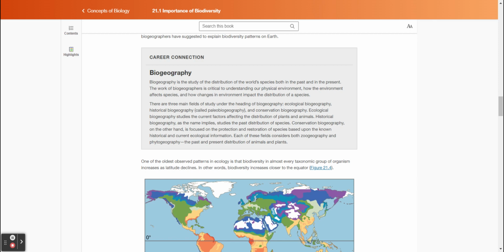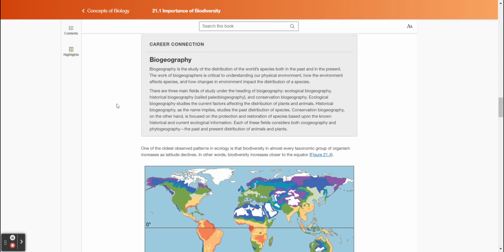Ecological biogeography studies the current factors affecting the distribution of plants and animals. Historical biogeography, as the name implies, studies the past distribution of species. Conservation biogeography, on the other hand, is focused on the protection and restoration of species based upon the known historical and current ecological information. Each of these fields considers both zoogeography and phytogeography, the past and present distribution of animals and plants.